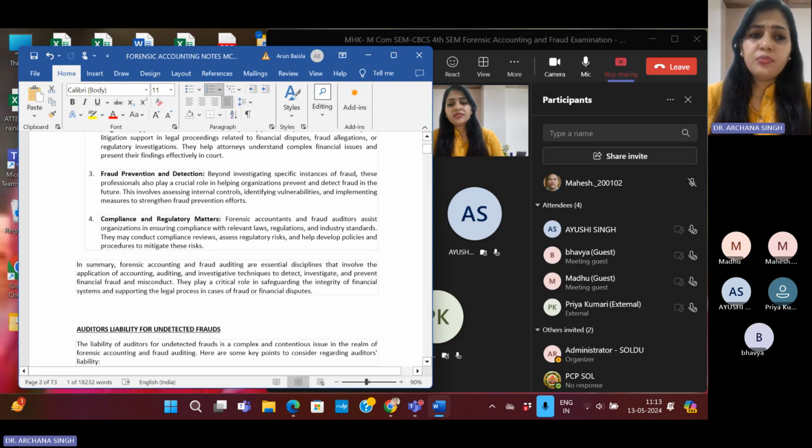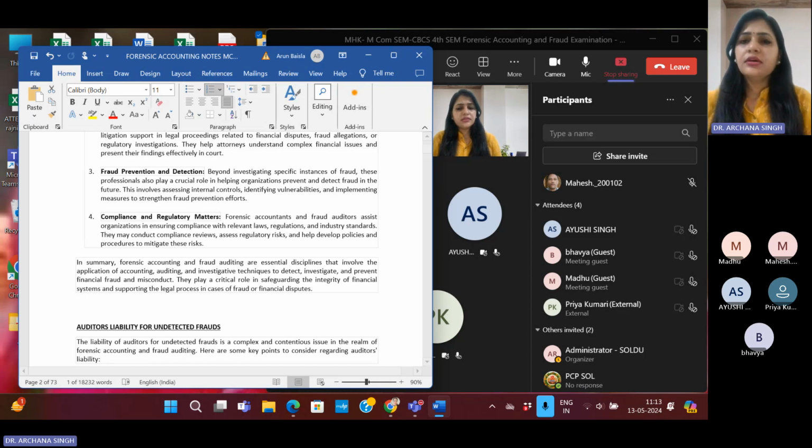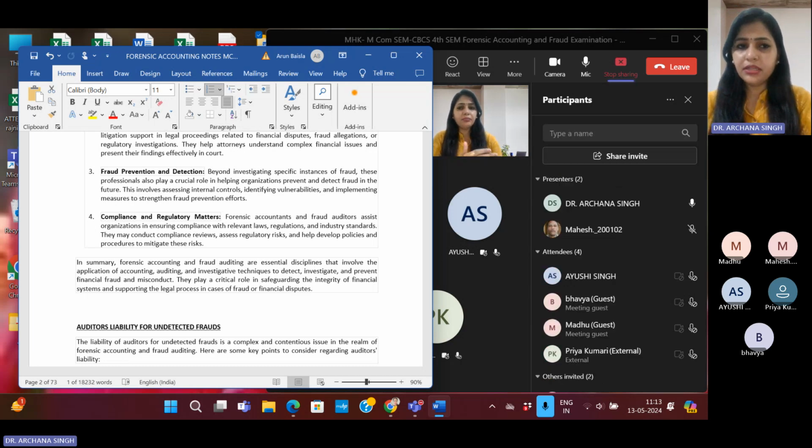Okay, now next scope is regarding compliance and regulatory matters. Forensic accountants and fraud auditors must assist the organizations in ensuring that they are in compliance with relevant laws, that they are following the relevant laws, rules, regulations, and industry standards. They must conduct compliance reviews, means they should review whether the organization is following various laws, regulations, industry standards or not. They should assess the regulatory risks and help in developing the policies and procedures to mitigate these risks. Okay, so this was about your scope and meaning.